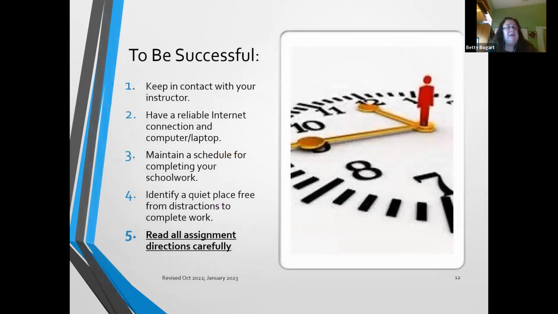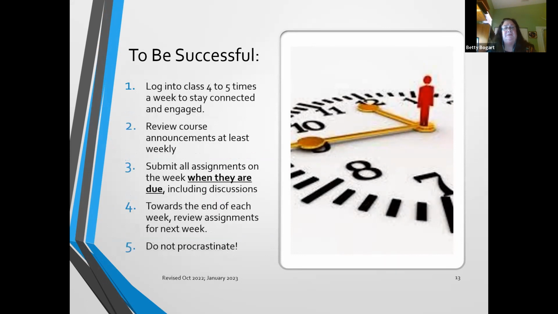So you need to let me know what's going on. Just keep in contact with me. Let me know what's up. If you don't understand, please, I can work with you, but I can't work with you if you don't tell me beforehand. I can't stress enough about that. Always make sure you're logging in, see what's going on. And of course, try to do those assignments and get them in when they're due.